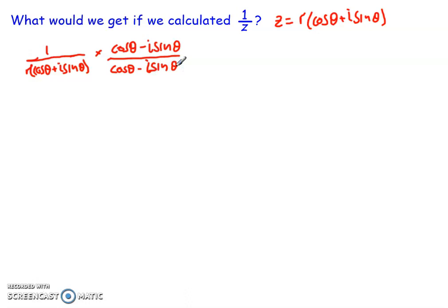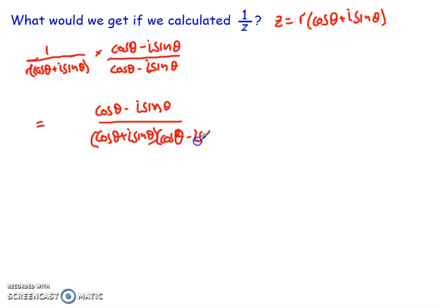So what that then allows me to do is take this and simplify it, and I'll have cos theta take away i sine theta on the top over cos theta plus i sine theta times cos theta minus i sine theta on the bottom in my denominator. I've also got 1 over r here, because I'm just going to separate the constant 1 over r onto its own fraction there.